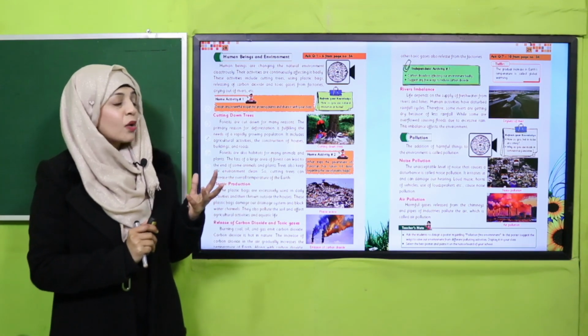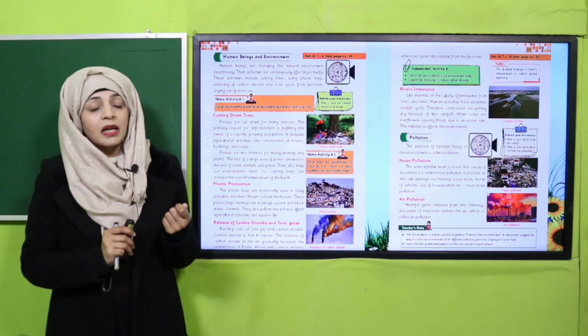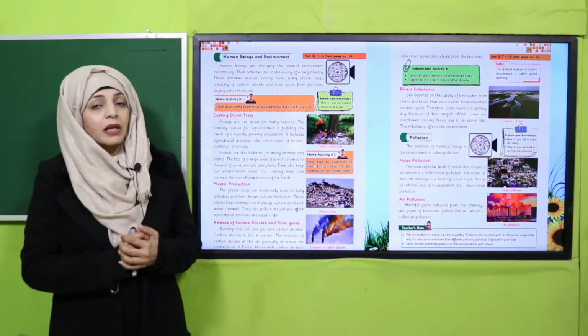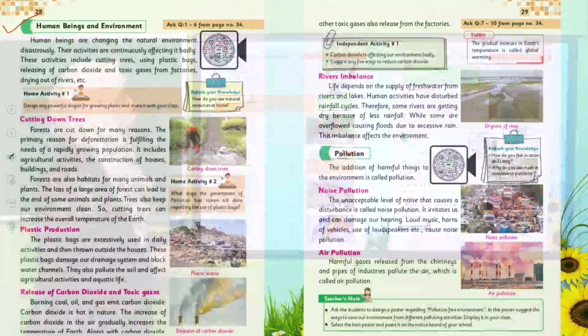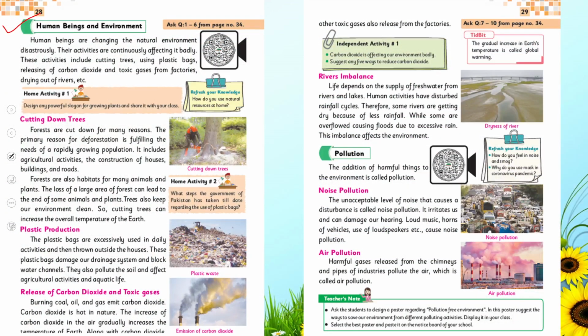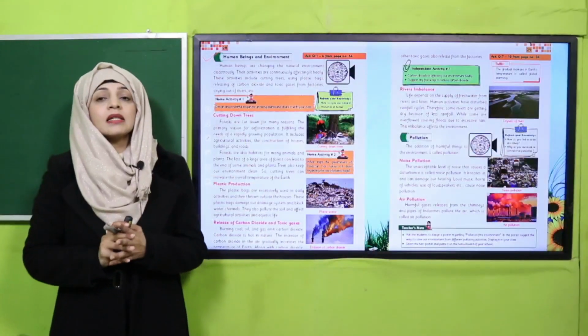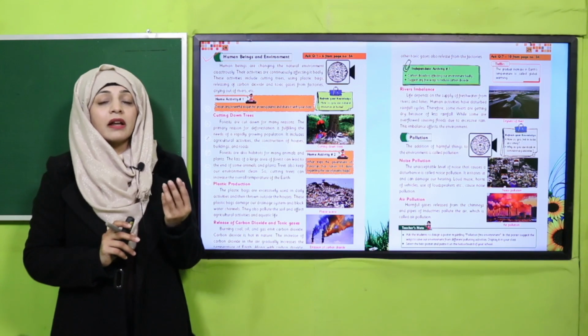Now let's quickly look at the reading pages. I will ask you questions and we will review it together. So we started this unit with human beings and their environment. So quickly tell me some ways in which human activities have affected the natural environment. Deforestation, plastic bag production, release of carbon dioxide and toxic gases, and river imbalance. This is how we have affected our environment.